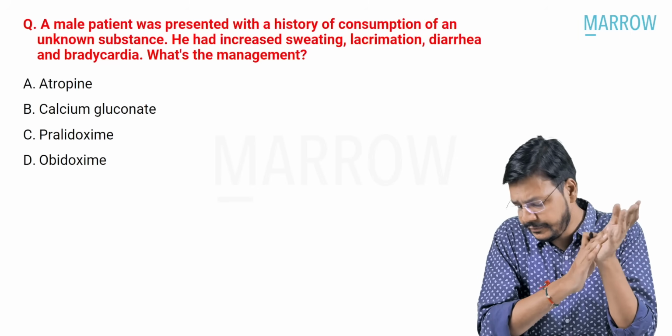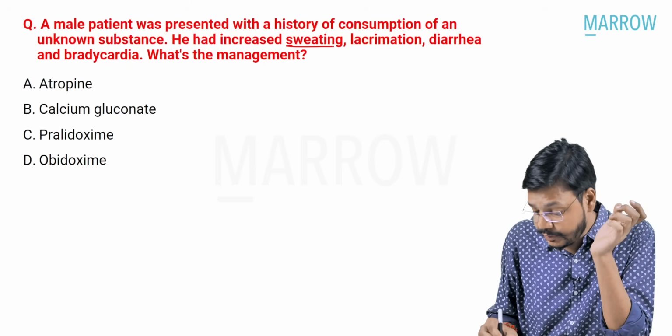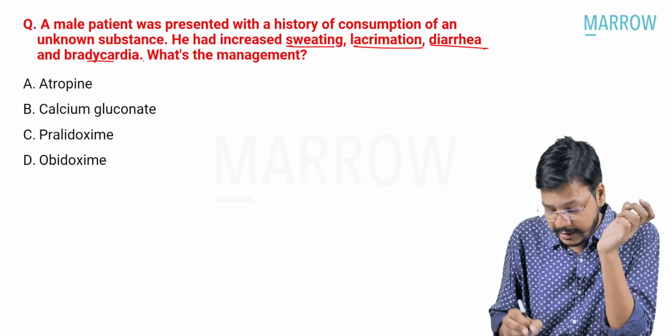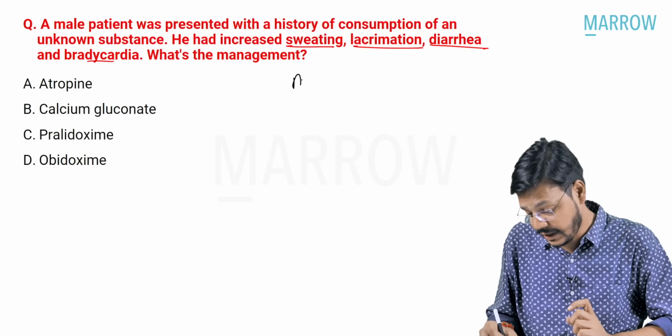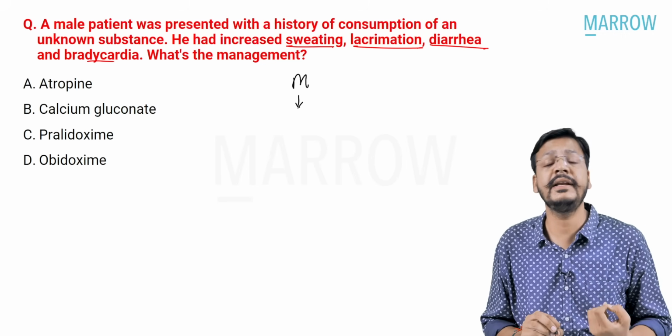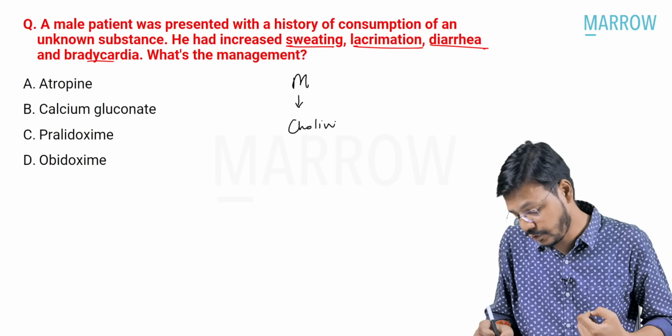A male was presented with a history of consumption of an unknown substance. There was an increase in sweating, lacrimation, diarrhea, and bradycardia. So these are all symptoms of muscarinic cholinergic symptoms.